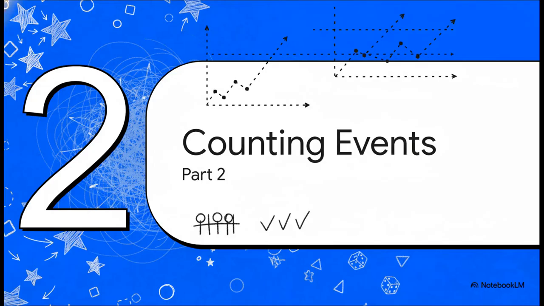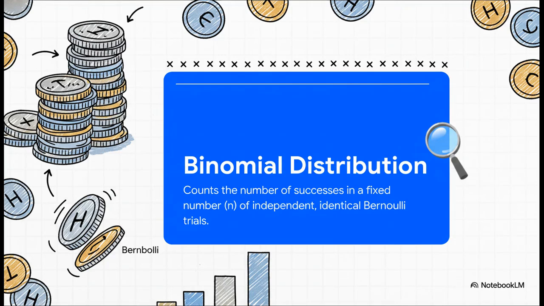Okay, so a single event is pretty straightforward. But what happens when we string a bunch of these together? Well, that's when things get really interesting, and we move from a simple yes-no to actually counting things. Say hello to the binomial distribution. You can think of it as Bernoulli's older, bigger sibling. If Bernoulli is just one coin flip, binomial is flipping that coin, say, 100 times and then counting up all the heads.